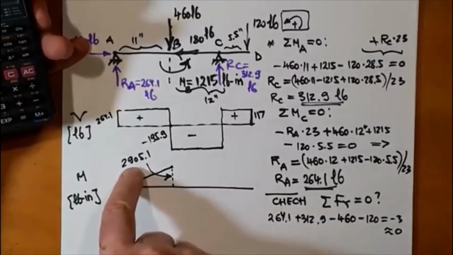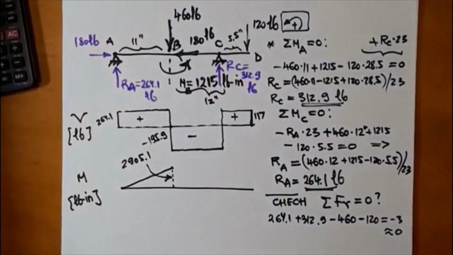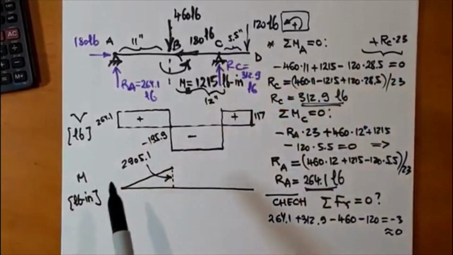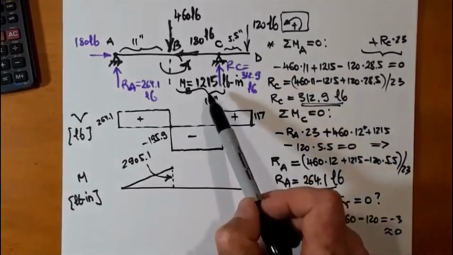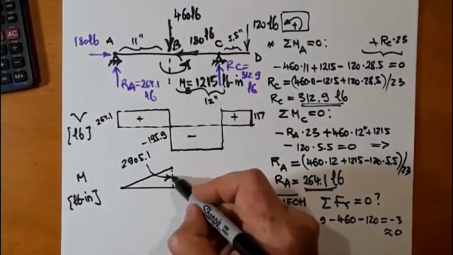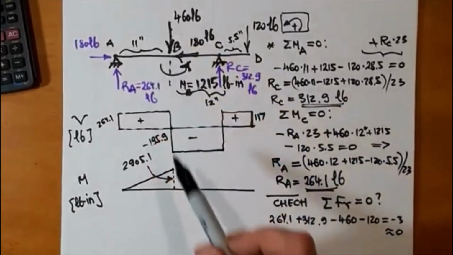To the current moment, and by the way, let's not forget, there is a concentrated moment. And for this concentrated moment, on page 107 it says, when a concentrated bending moment acts on a beam in a counterclockwise direction, the moment diagram drops. So there will be a drop by 1215, right here. Immediately after B, I have a drop. So the moment acts counterclockwise, and I have a drop in moment.